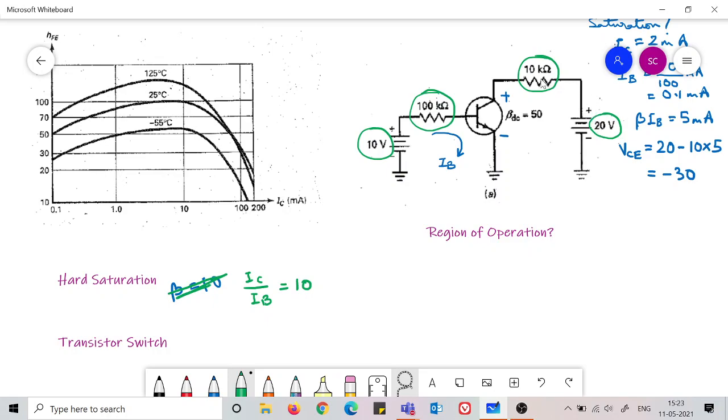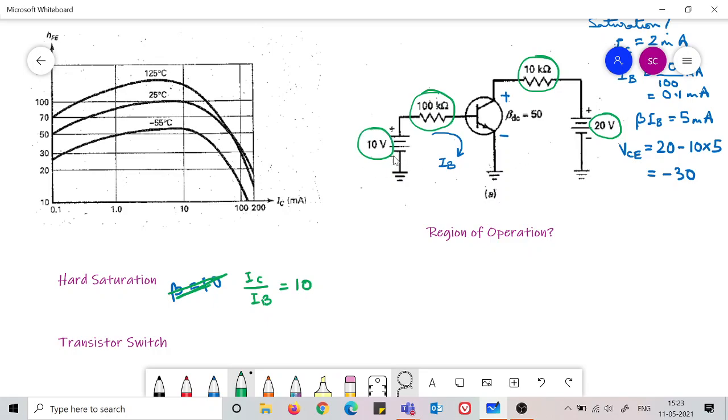VCC is trying to activate the load, but there is a switch here in series, and this switch is on only when the input voltage to this switch is positive. Of course, I am talking about an NPN transistor. If it is a PNP transistor, it would be simply the opposite. So for an NPN transistor, the input voltage should be positive, then this switch is closed and there would be a current in the output circuit.